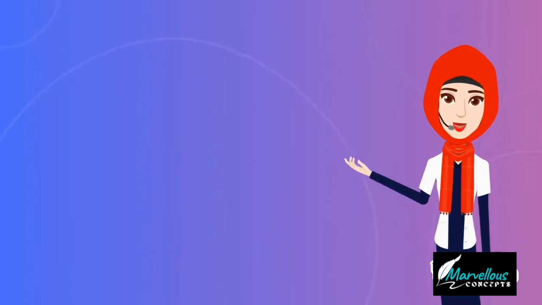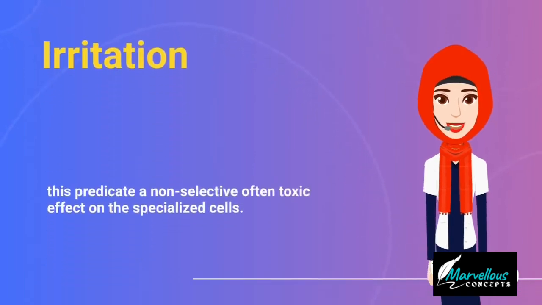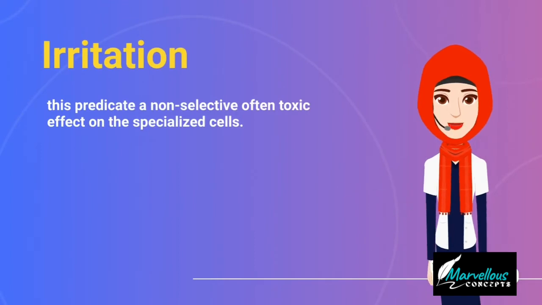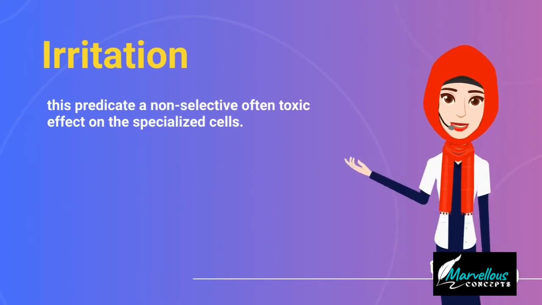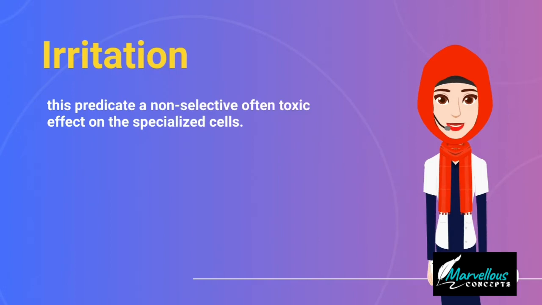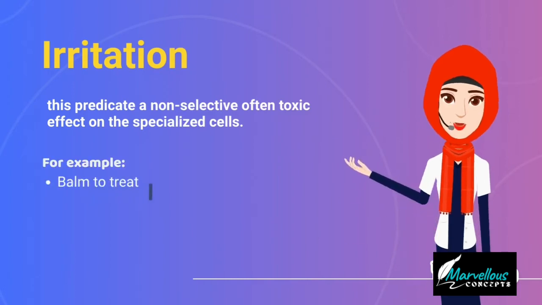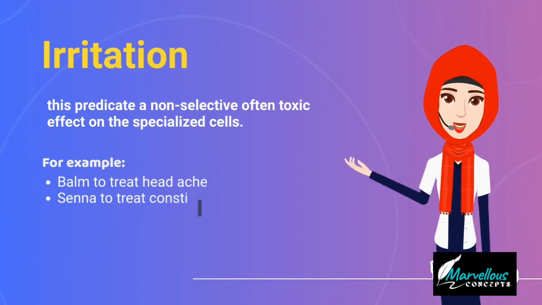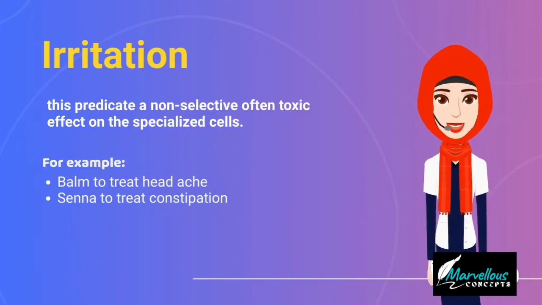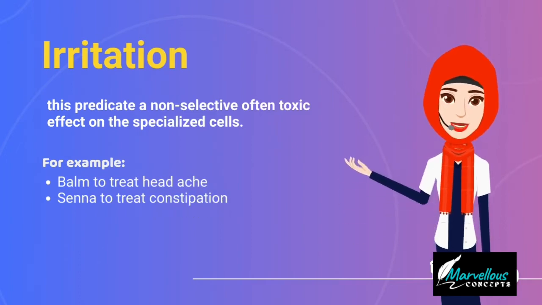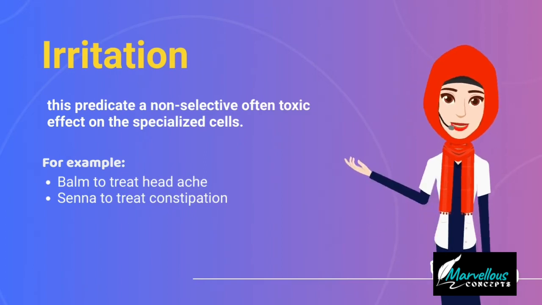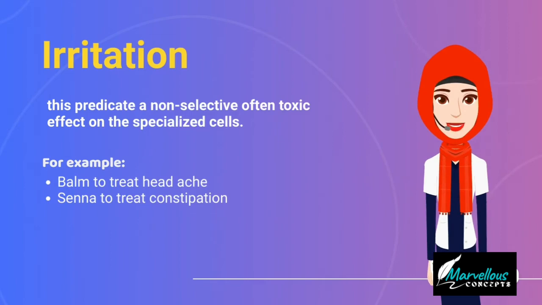And the next one is irritation. This indicates a non-selective, often toxic effect on specialized cells, such as epithelial cells and connective tissues. For example, balm is used to treat headache and senna is used to treat constipation. It enters our GIT and irritates smooth muscles to show the required action. Here, strong irritation can also lead to inflammation, corrosion, and necrosis.